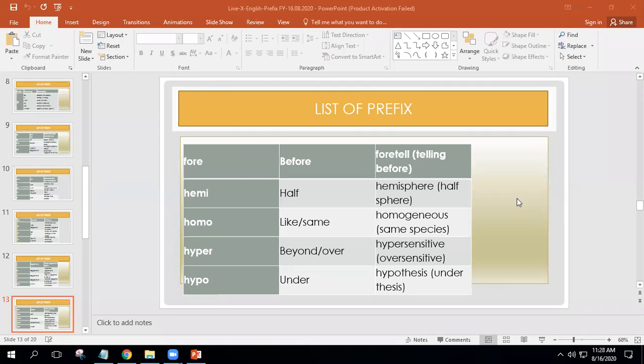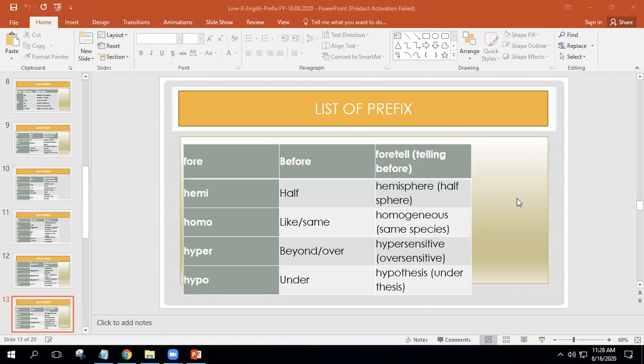Next, hyper. Hyper means beyond or over. For example, hypersensitive. Among you, there are some cadets who are hypersensitive, that is oversensitive. So that is never good. Here, hyper means over or beyond.